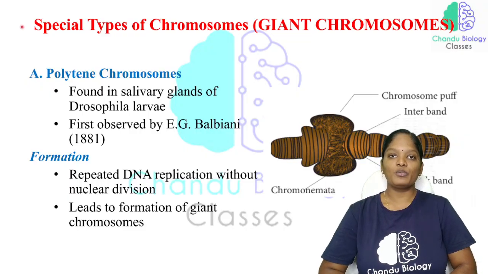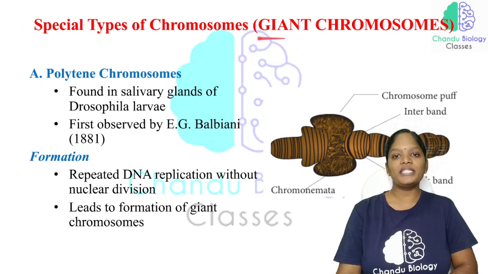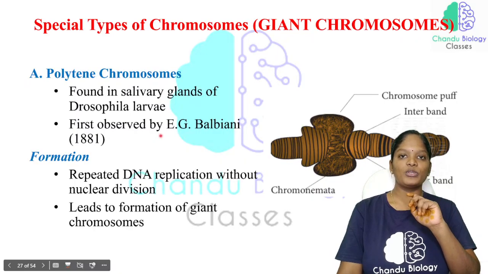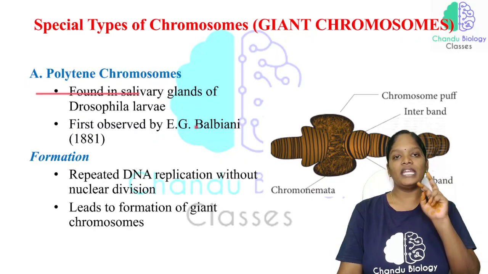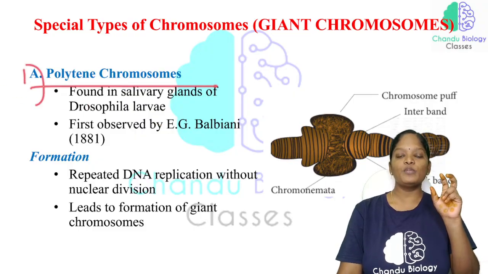Special types of chromosomes. We have some special types of chromosomes, which we call giant chromosomes. There are two different types: one is polytene chromosomes and the other is lampbrush chromosomes. First, we are going to discuss the polytene chromosome.